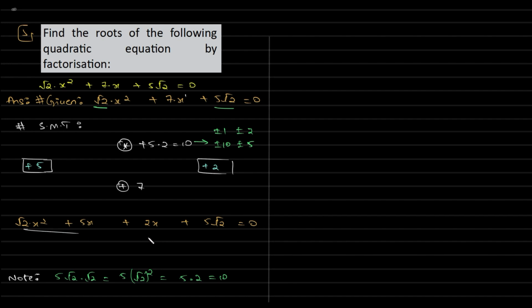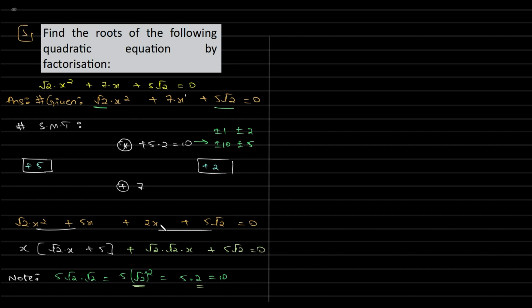So now, what is common between the first two terms? X is common. So we have root 2 x into x plus 5. What is common between the last two terms? To look at, it feels like there's nothing common. But what I can do is write root 2 as root 2 into root 2, because root 2 into root 2 is root 2 square, like we did over here, and that in turn is equal to 2. So we can do that, plus 5 root 2.